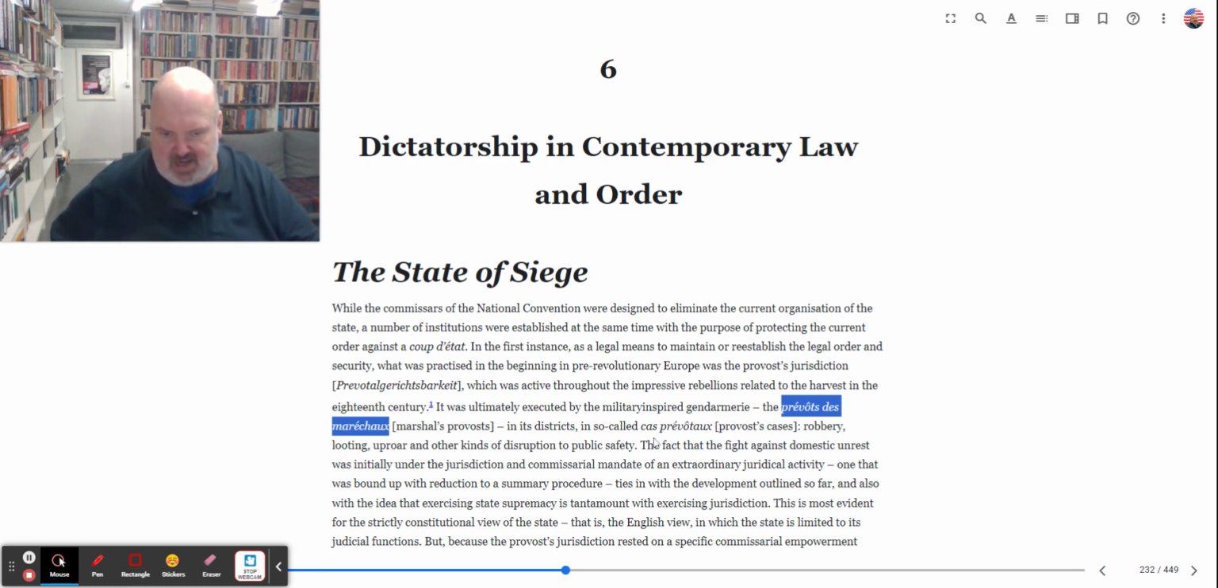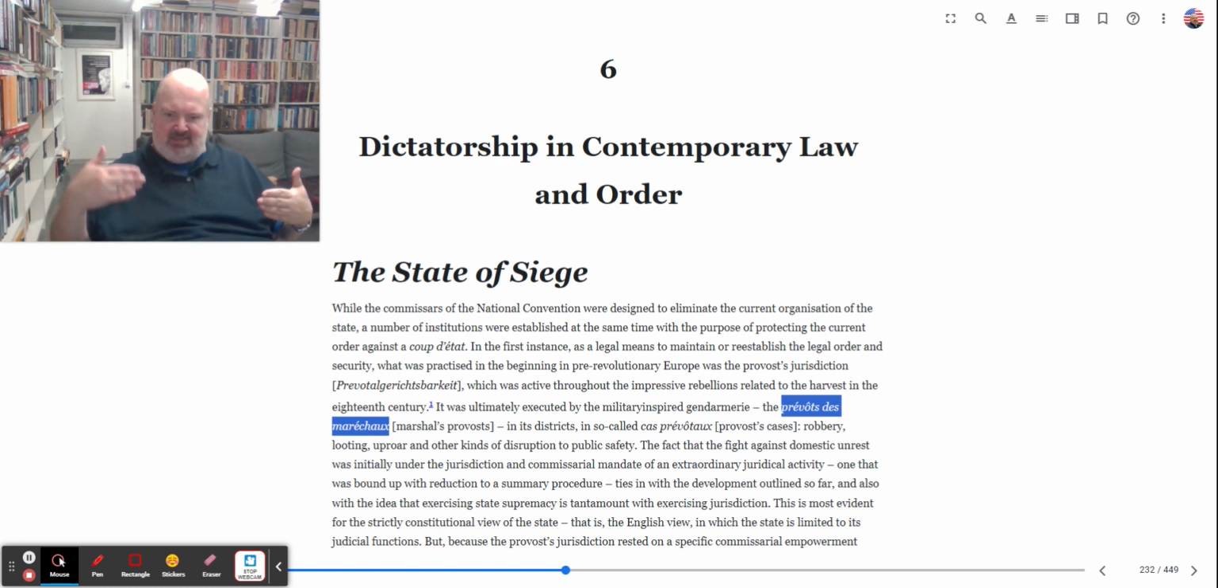in the so-called cas prévôtaux, the provost cases, robbery, looting, uproar, and other kinds of disruptions of public safety. In fact, the fight against domestic unrest was initially under the jurisdiction and commissarial mandate of an extraordinary juridical activity, one that was bound up with the reduction to a summary procedure, which ties in with the development outlined so far, and also with the idea that existing state supremacy is tantamount to exercising jurisdiction. In other words, exercising state sovereignty is like exercising jurisdiction.